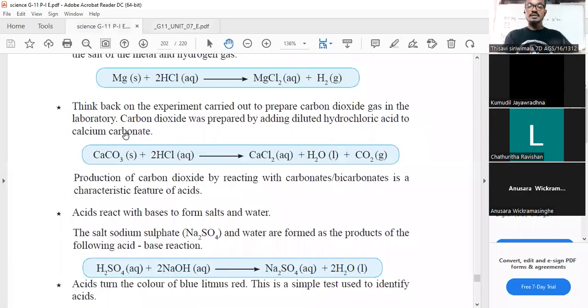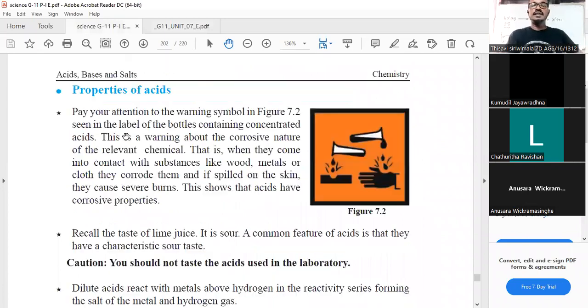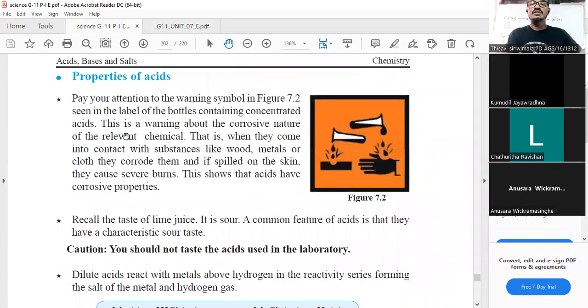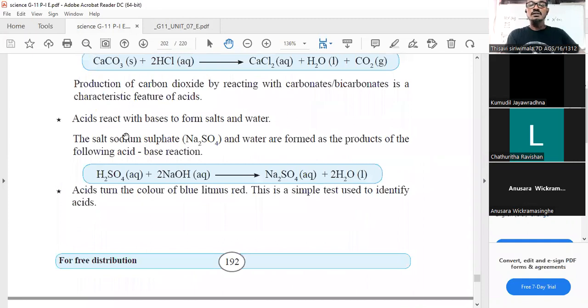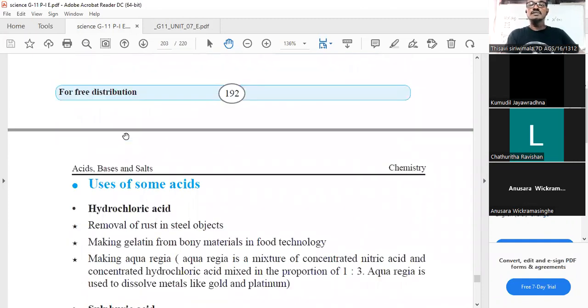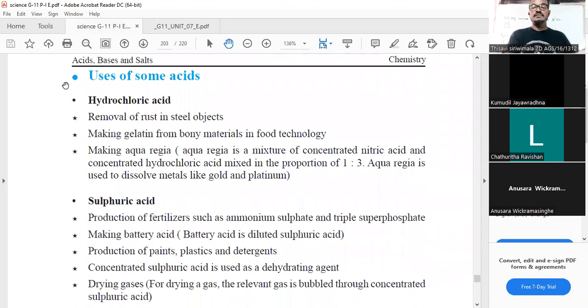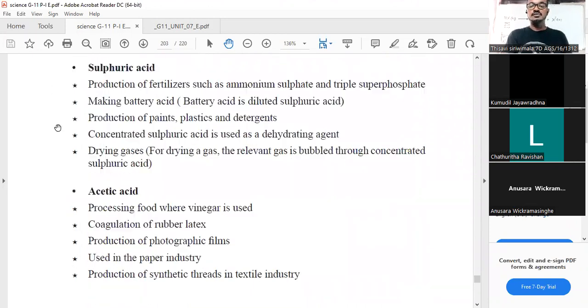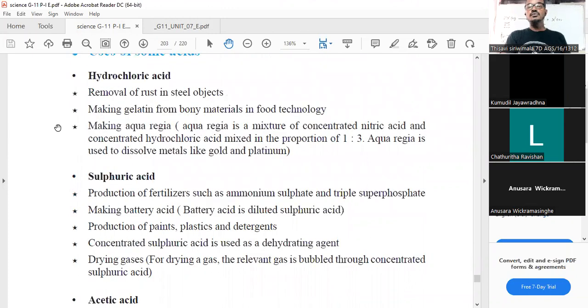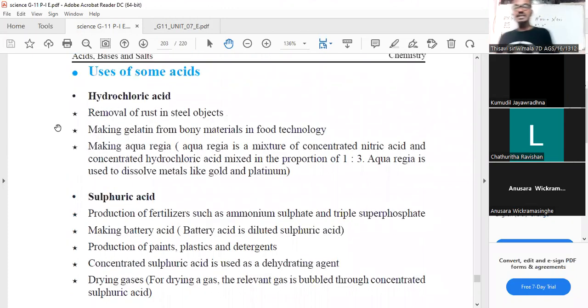Okay, by now we have completed the properties of acids and we move along to the uses of some acids. Again, it is up to you. We'll read it out. We have selected several acids. Actually, three of them are there. Two are very strong acids and one is a weak acid.